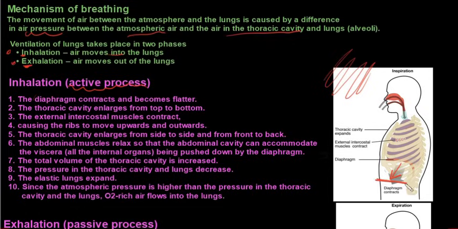That's just to indicate that the diaphragm will contract and it becomes flatter. This will cause the thoracic cavity to enlarge from top to bottom. And then the external intercostal muscles will contract. So these muscles in between will contract, causing the ribs to move upwards and outwards. And then the thoracic cavity will enlarge from side to side and front to back.